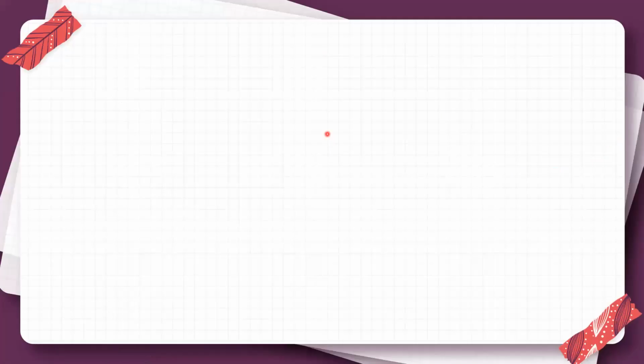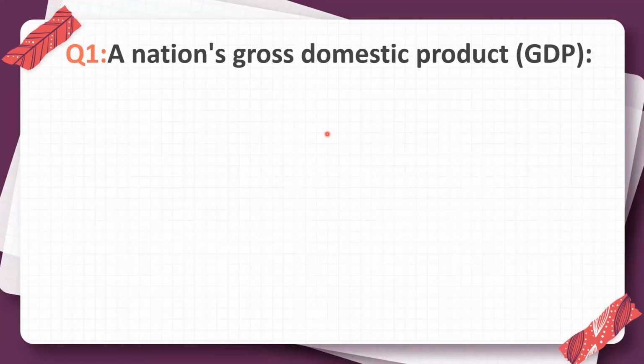So, in the last two sections, we had a quick revision of lecture 1 and lecture 2, and today we will have multiple questions including MCQs and true and false questions. So, question 1: a nation's gross domestic product, and we have to focus on every answer.